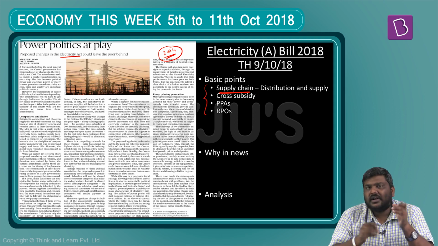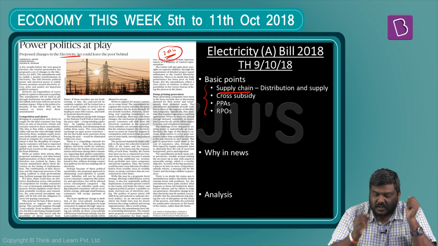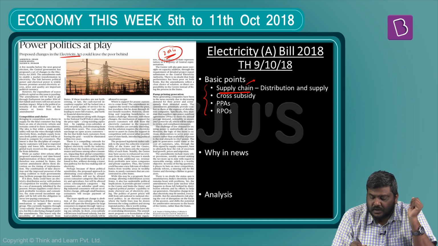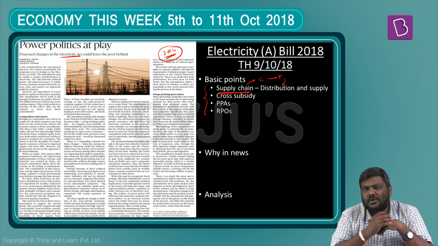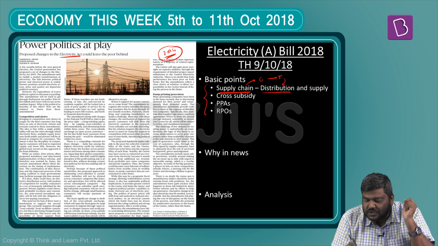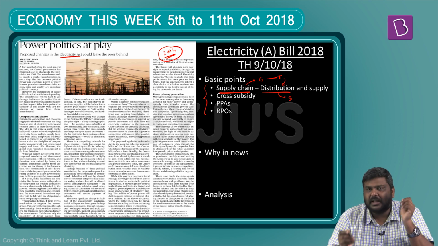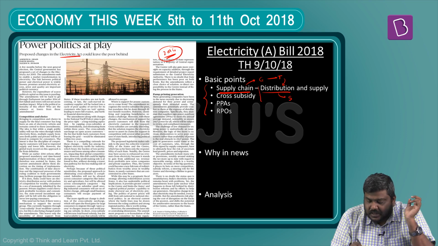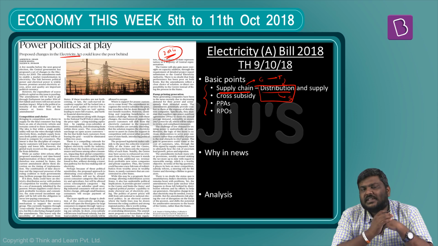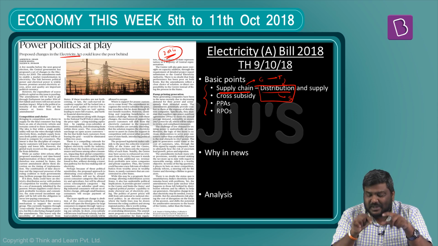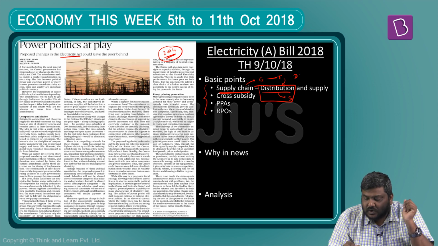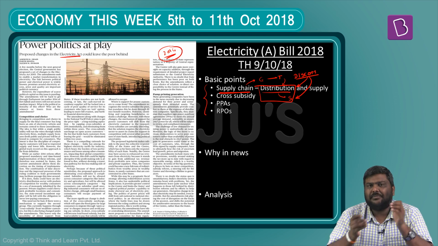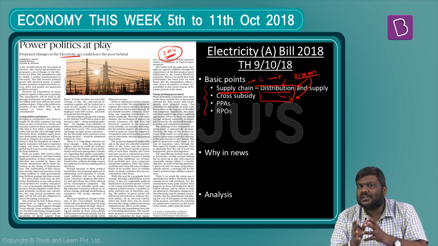1. The supply chain of electricity in case of India. Supply chain has got 3 phases: generation, transmission, and finally distribution. But to be more precise, apart from distribution, there is another phase which is called supply. Now, please understand the concept of distribution as well as supply. In case of India, presently, if there is a DISCOM, the same DISCOM is given the license to distribute as well as supply. What is the difference between distribution and supply?